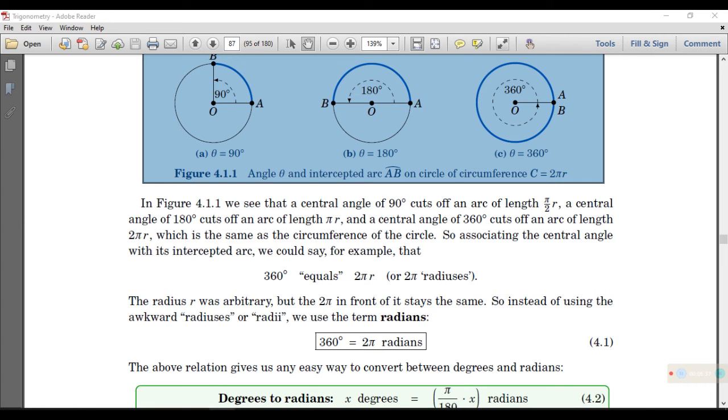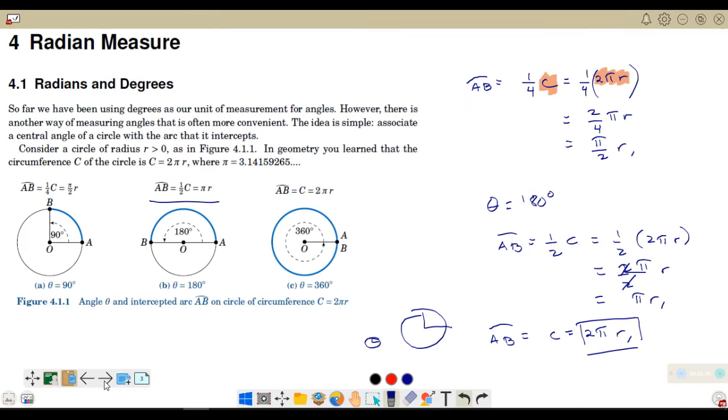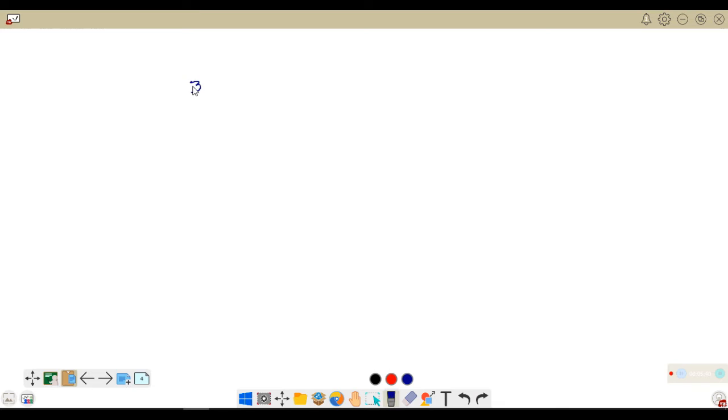So if you are given, say for example, a 360-degree angle, we say that it is 2 pi, but we don't use the term r radius. We will now refer to it as radian. So the measurement of a 360-degree angle is 2 pi radians.